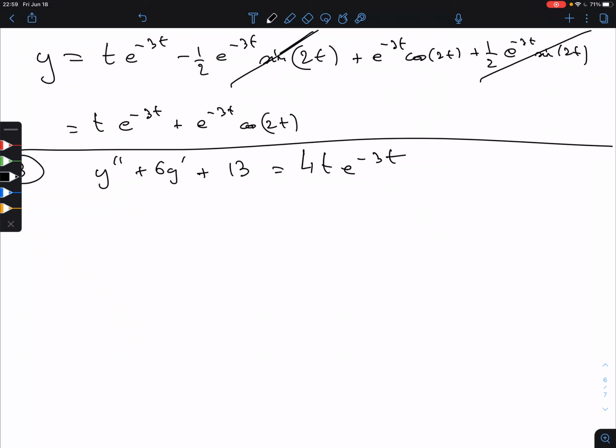Okay, and if we have any conditions, we'll pick up with them later. So let's start here. Step 1, we need the complementary homogeneous.